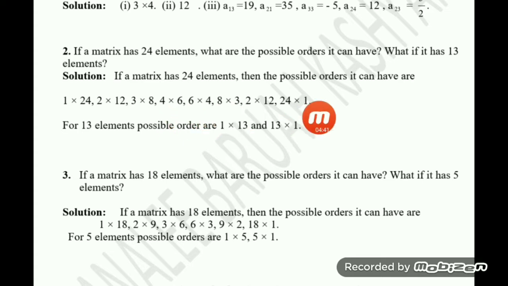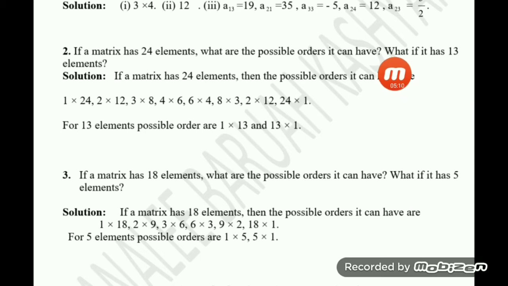So you see, if you want to find out the possible orders for a given number of elements, then what you do is just see in how many ways that number can be expressed as a product. And those are your required possible orders. Or you may find out the factors also. After getting the factors, you can write down the possible orders.